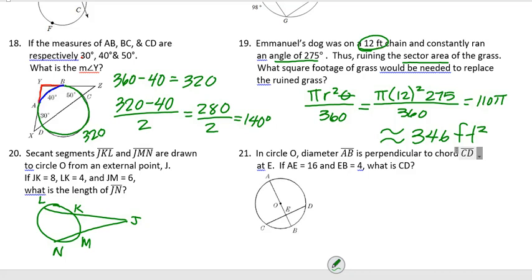Now we're just going to label what we have. We have JK, which is 8. We have LK, which is 4. Then we have JM, which is 6. And we don't know NM, nor do we know the whole length, which is JN. So we're going to do outside, which is KJ, times the whole, which would be KJ plus KL. And we're going to set that equal to JM. And then our whole is JM plus MN.